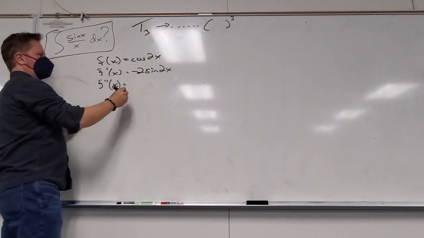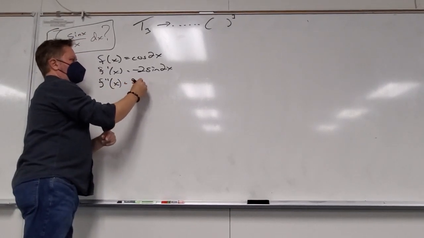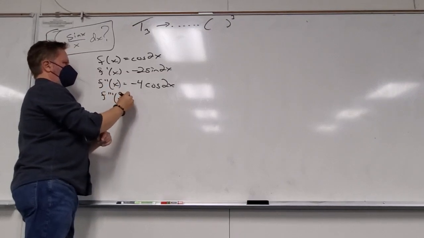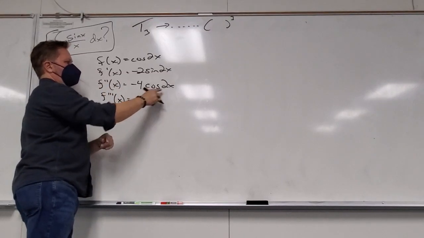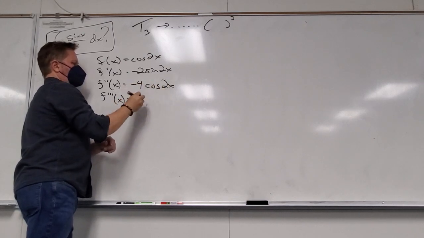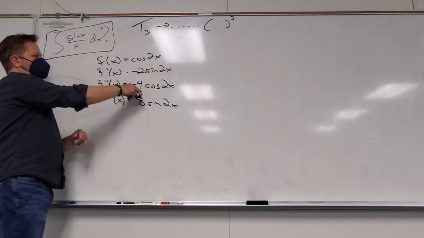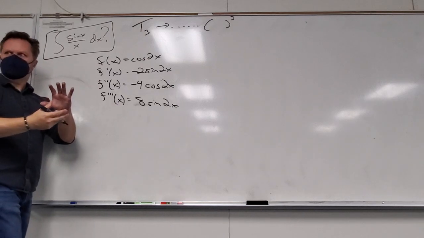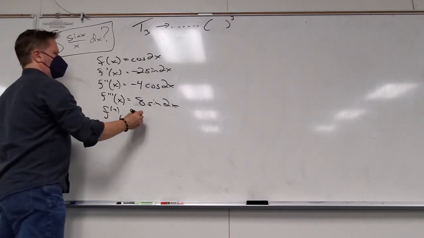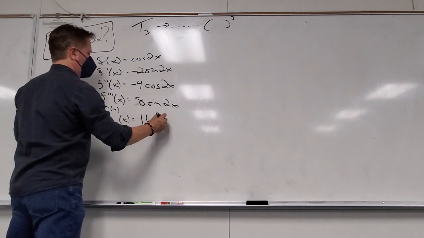Second derivative. Negative 4 cosine 2x. All right. Third derivative. Positive 8 sine 2x. So it's going to be pairs of same-sign things. Fourth derivative. 16 cosine 2x.